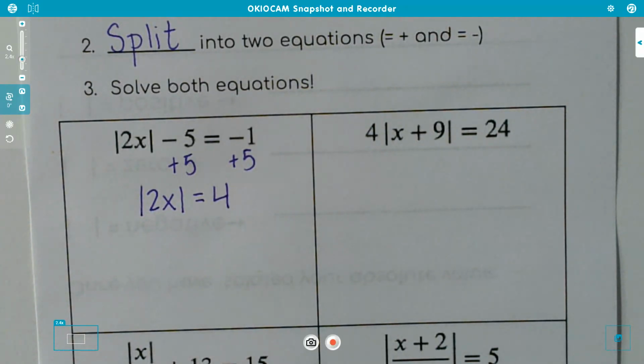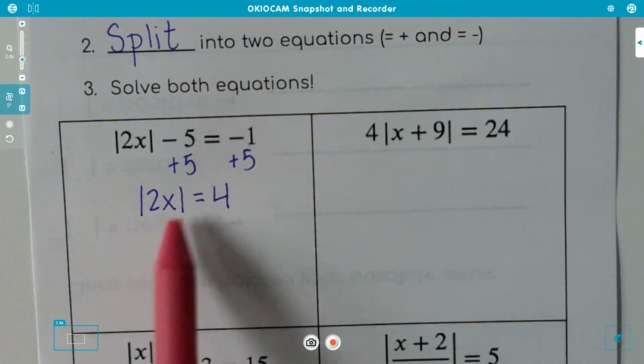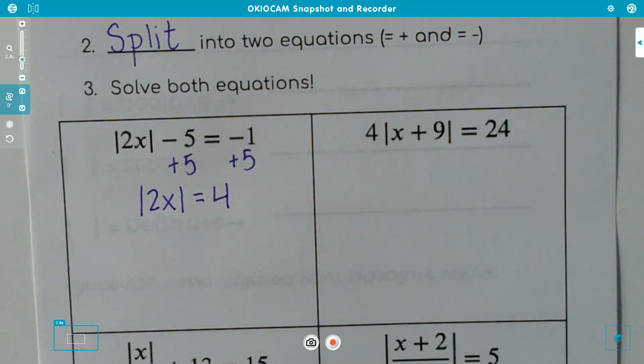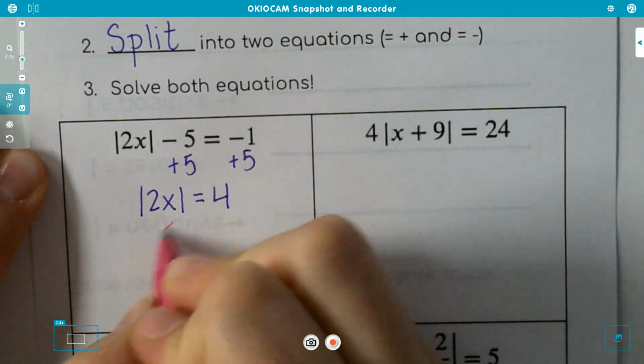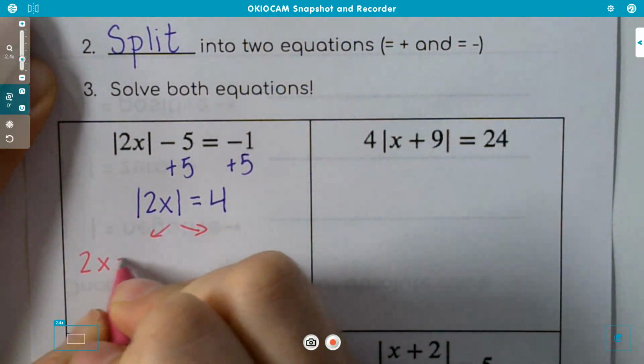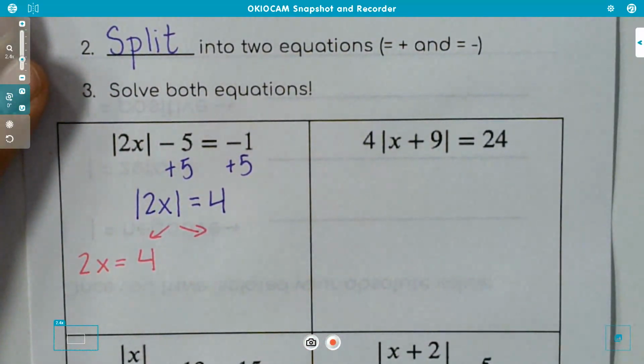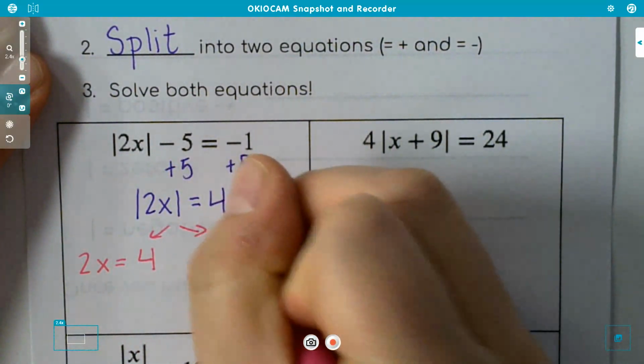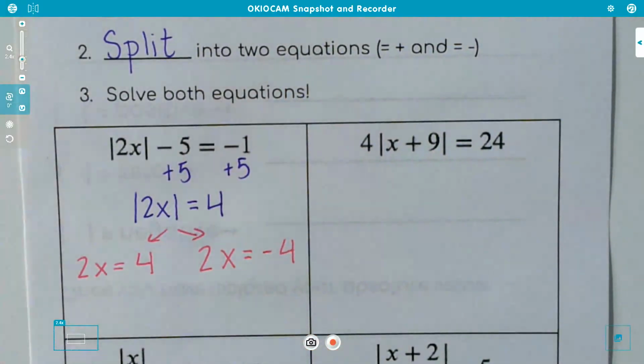My next step, I want to split my absolute value. There is nothing outside of the absolute value now. So in order to get rid of those absolute value signs, I am going to draw 2 arrows to show that I'm splitting. I'm going to be solving 2 separate equations now. They are 2x equals 4 and 2x equals negative 4. So what's inside the bus stays the same, but you're going to be equal to 4 and equal to negative 4. So equal to the positive, equal to the negative.